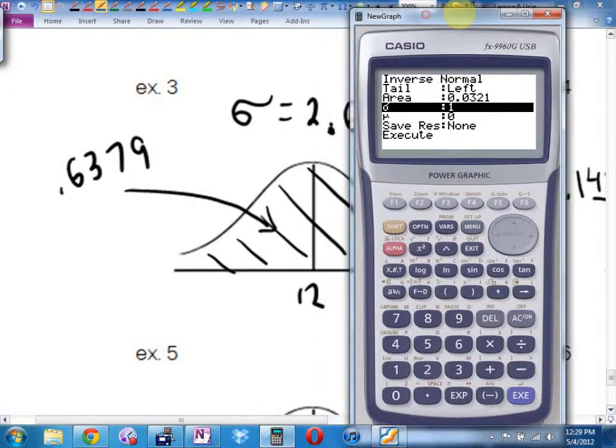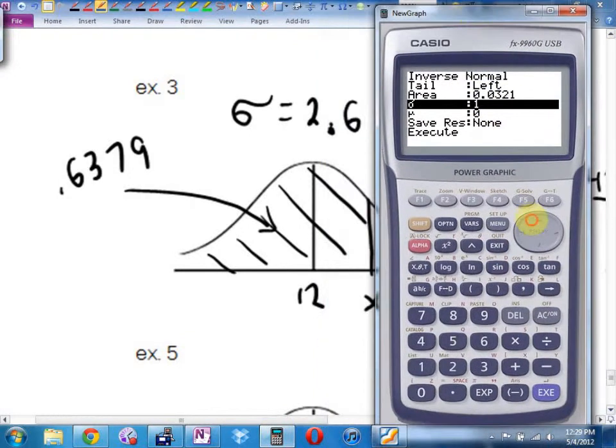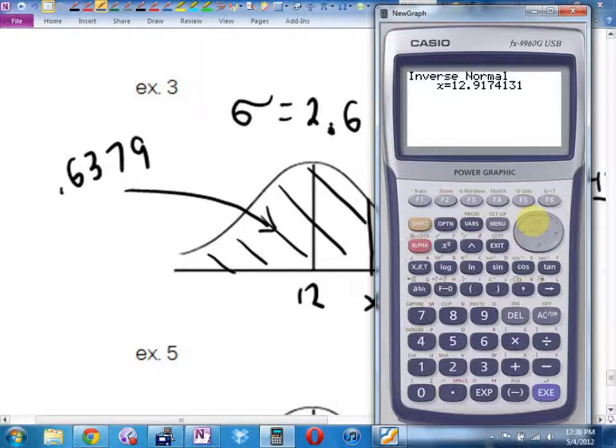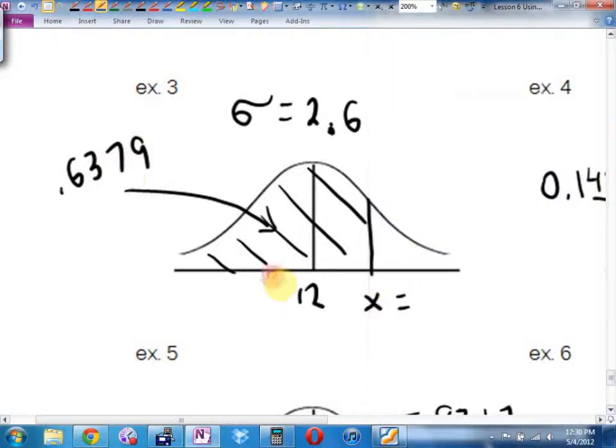We still going to the left? Yeah, we are. Area is 0.6379. Now the standard deviation is 2.6. And now the mean is 12. What does that mean? 12.9 hours. That's how light bulbs that lasted 12.9 hours or less accounted for 63.79%. 12.91.